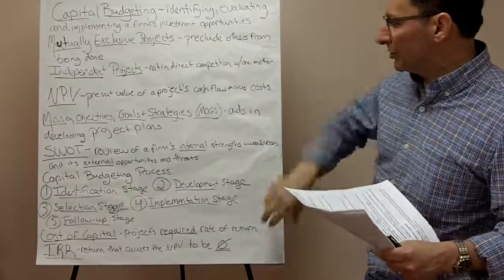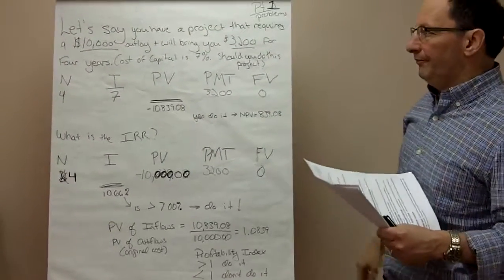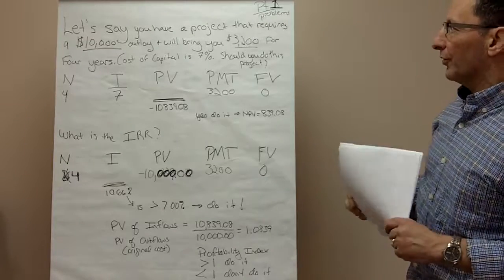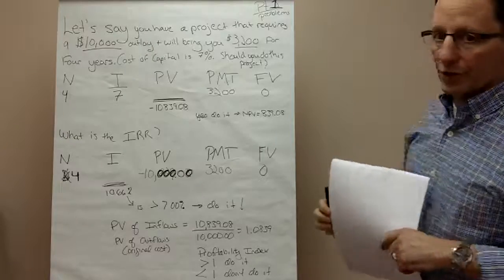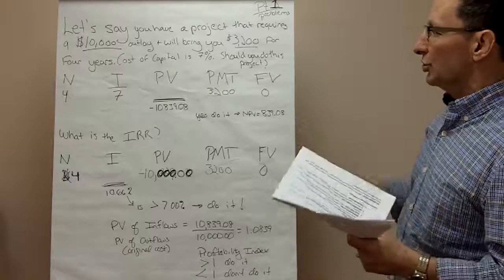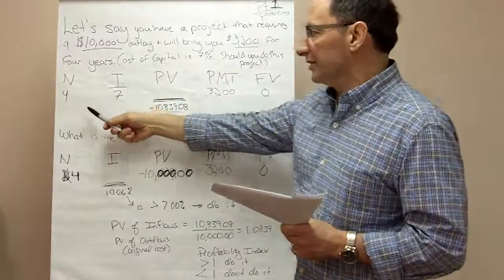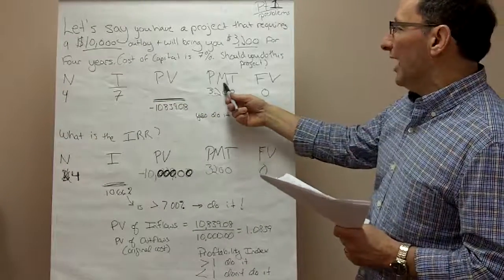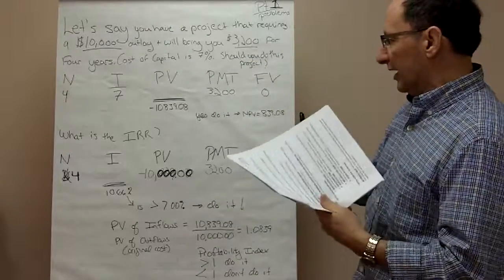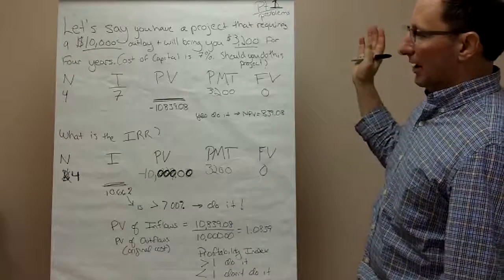Let's do a problem to illustrate. Let's say you have a project that requires a $10,000 outlay and will bring you $3,200 for 4 years. The cost of capital to you is 7%. And the question is, should you do the project? So if you put this into your financial calculator, you've got 4 periods, 7% interest, your payments, $3,200, a positive number, that's what you're getting in, with a future value of nothing to this project. Once you put the money in, it's gone after 4 years.